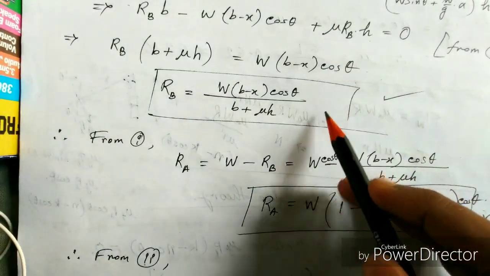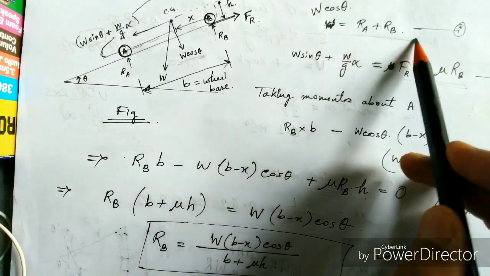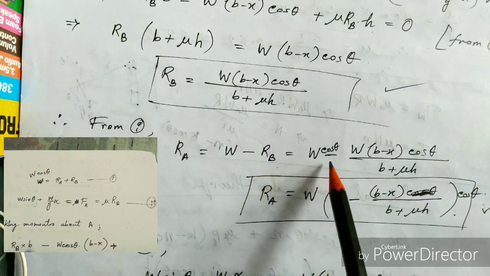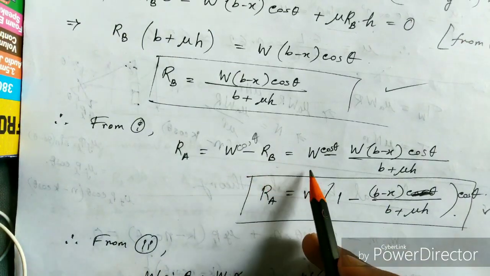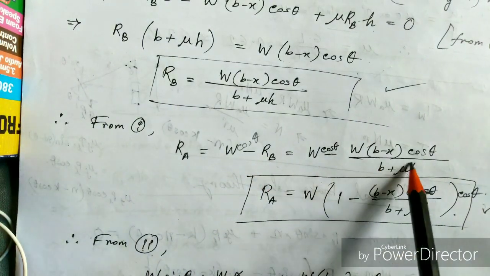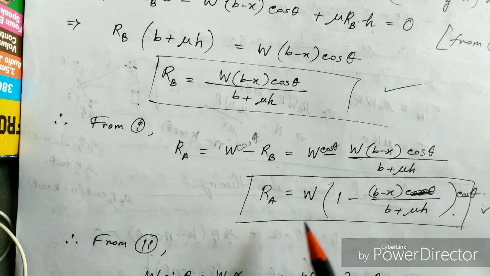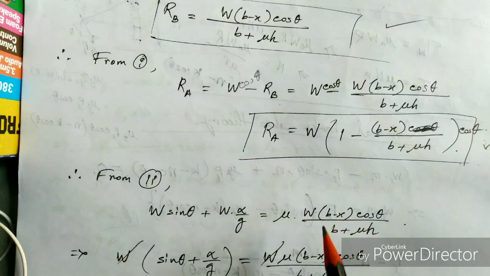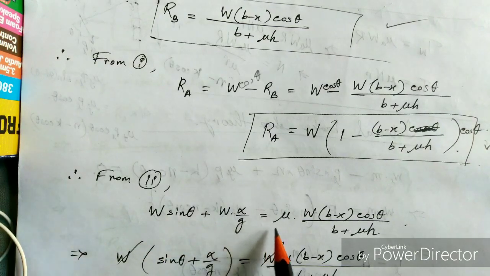So I've got Rb. Now from equation 1 I will put the value of Rb there. So I will get W cos theta minus Rb, and if we put the value of Rb, we will get this term. Taking W and cos theta common, we will get this term. Now when we have the two terms, it's time to use equation 2. We can get W sin theta plus W into alpha by g is equal to this term.